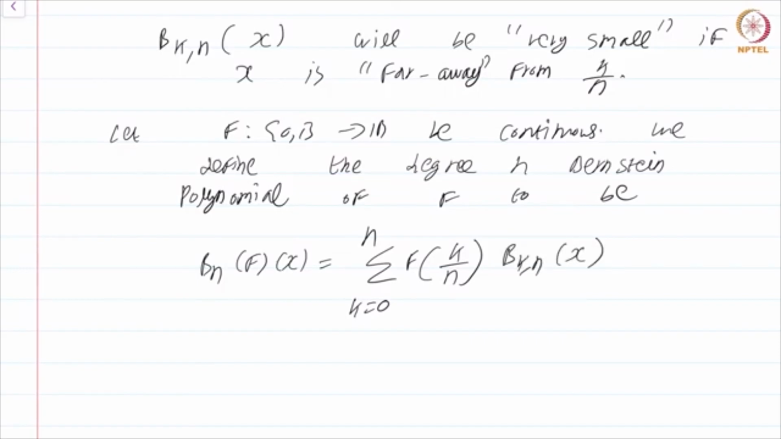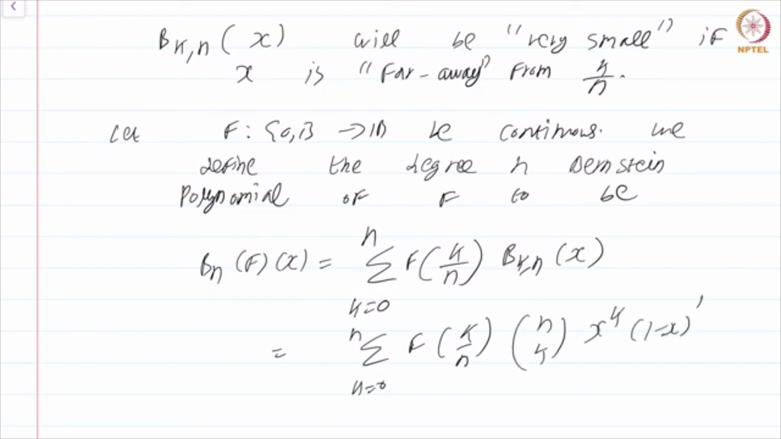Okay, which is nothing but summation k equal to 0 to n f of k by n, and expanding out b k n of x, you get n choose k x to the k, 1 minus x to the n minus k. These polynomials B n f are the Bernstein polynomials of degree n.